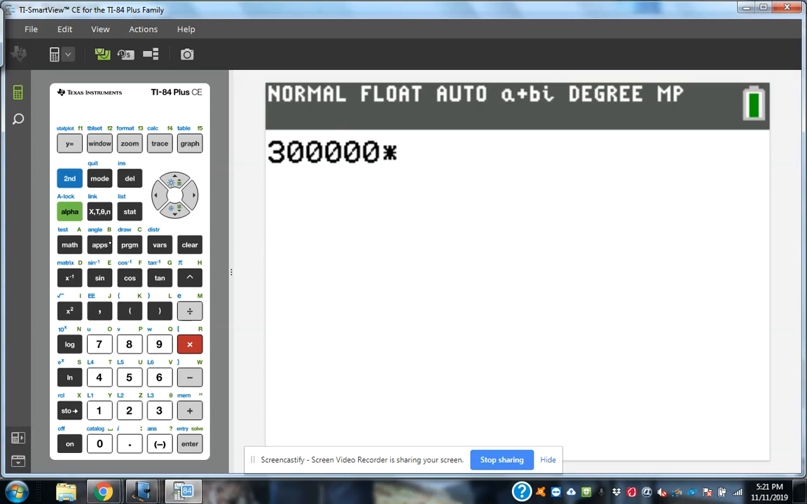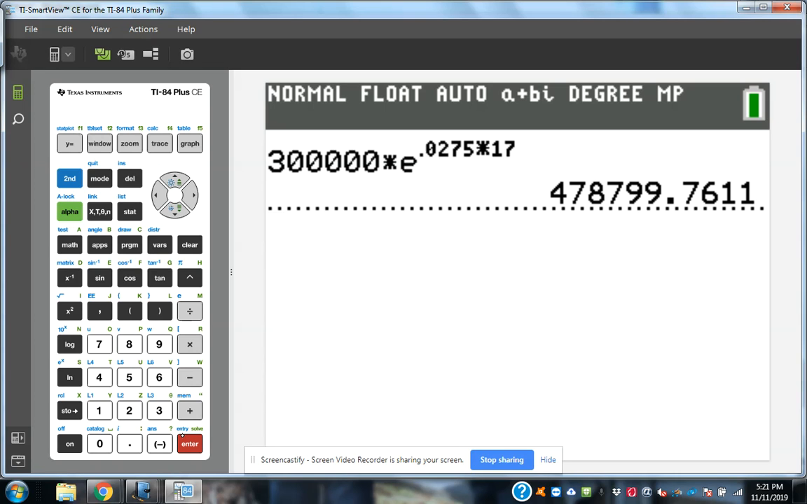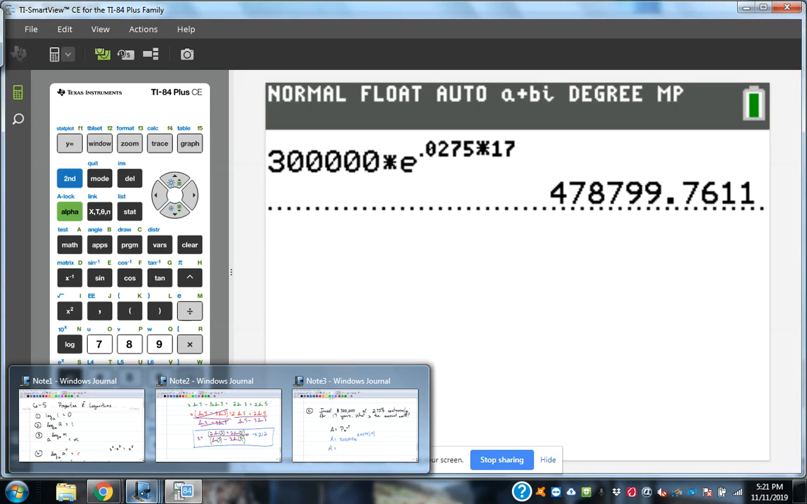Times E. To get the E, you need to hit second and natural log. Second natural log gets you the E, and it'll go ahead and put the thing there for your exponent. Second natural log, which is right beside the 4. And then we're going to put in 0.0275 times 17. And after 17 years, I can withdraw $478,799.76.